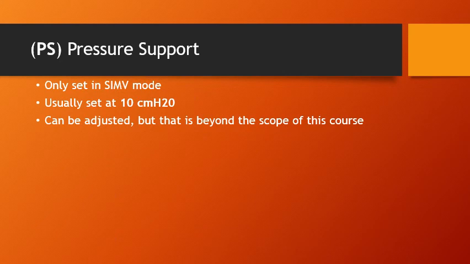Now we're going to talk about pressure support. You might remember that's abbreviated PS, and we talked about this several slides ago when we were talking about SIMV mode. So this is probably the easiest setting to remember, and we're only going to set this if we're in SIMV mode. We usually set it at 10 centimeters of water. It can be adjusted, but really that is beyond the scope of this course. So for our purposes, we're going to say that we're just going to always set it at 10 centimeters of water. But just remember, we are only going to set this in SIMV mode.